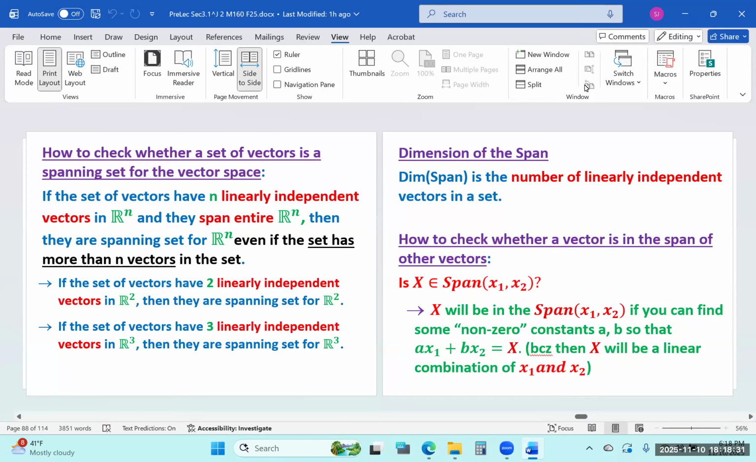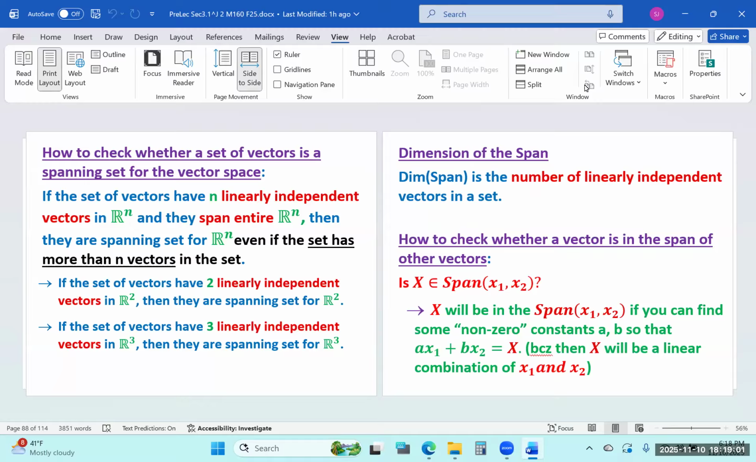Now, dimension of the span. So I talked about the dimension of your vector space. Now, what is the dimension of the span? Dimension of the span means how many independent vectors you have in your span. This is not the same as the dimension of your vector space. Your vector space could be larger, but the dimension of the span could be less.